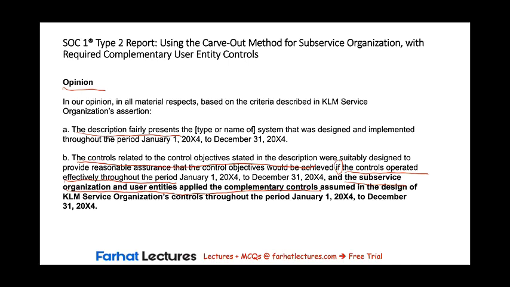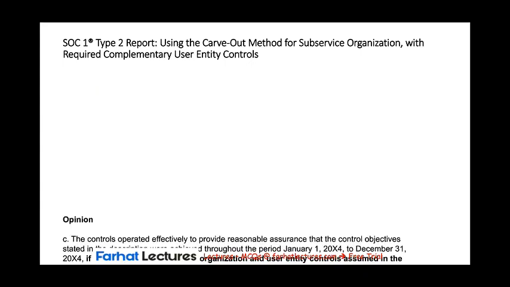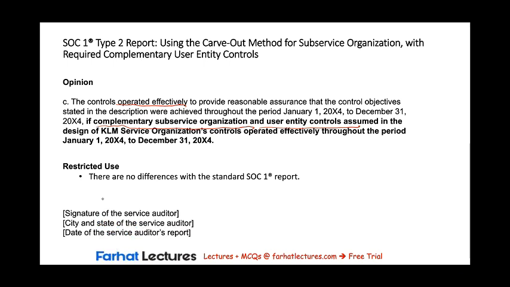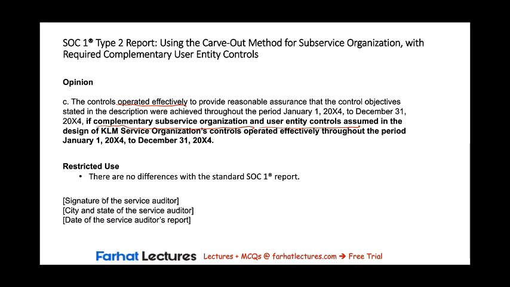So on their own, the controls of the service organization are not enough to achieve the objectives. That's why we have to mention in the second paragraph and in the third paragraph that deals with the operating effectiveness of the controls here, because we are dealing with a type 2 report, we also need the complementary subservice organization and the user entity controls to be working effectively in order to achieve the control objectives. Finally, the restricted use paragraph is no different than the standard SOC 1 report, and the service auditor would sign the report, mention the city and state, and date the report.